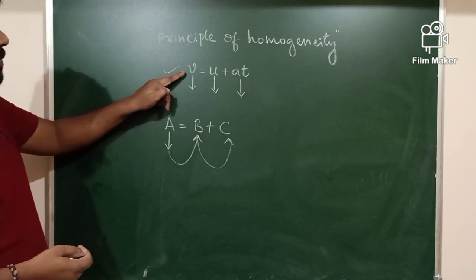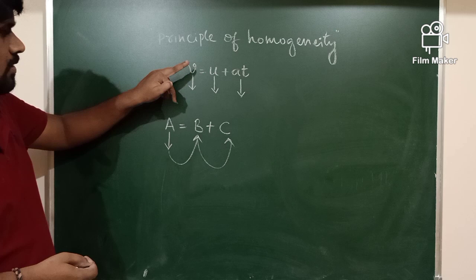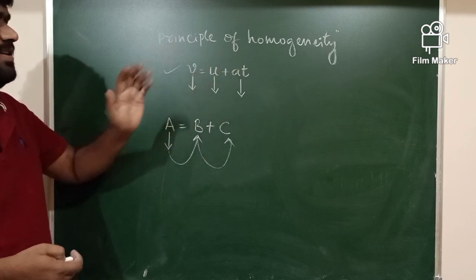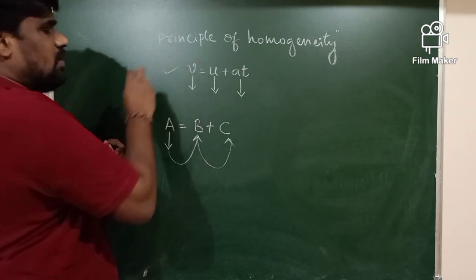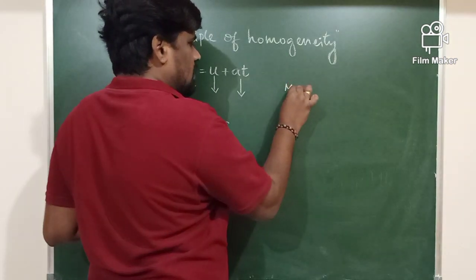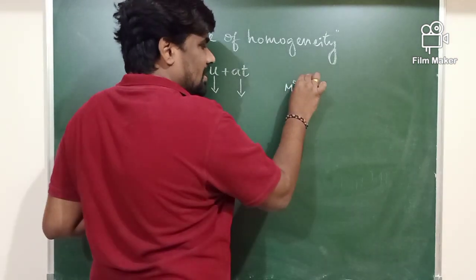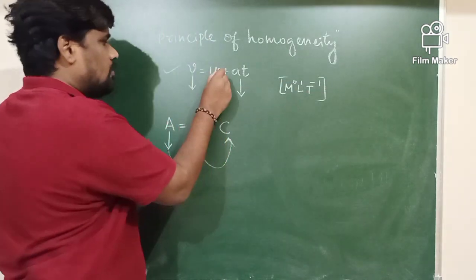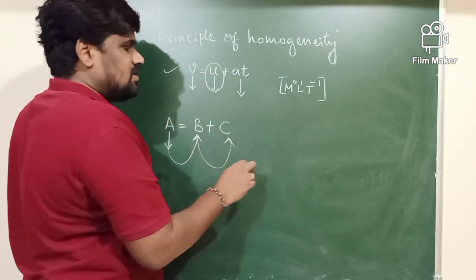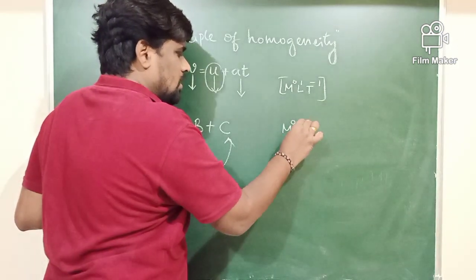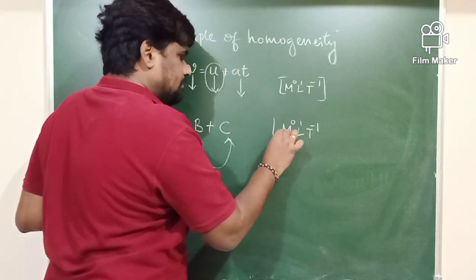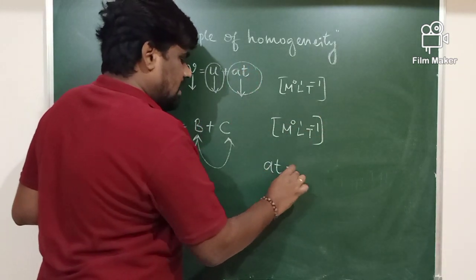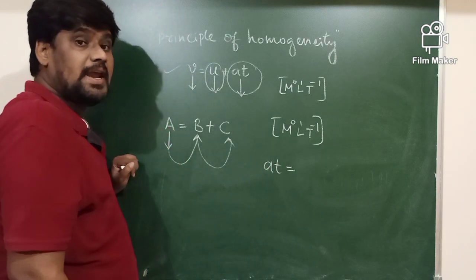ಅಷ್ಟೇ ಅಲ್ಲ, in this equation dimensions of V, dimensions of U and dimensions of what? AT is same. ನೀವು ಬೇಕಾದ್ರೆ ಚೆಕ್ ಮಾಡ್ರಿ. What is V here? Velocity. What is the dimensional formula for velocity? m0 L1 t power minus 1. Okay, velocity. Next term ಏನು? U. U is called initial velocity. Its dimensions is m0 L1 t power minus 1. Next term ಏನಿದೆ ನಮಗೆ? AT.